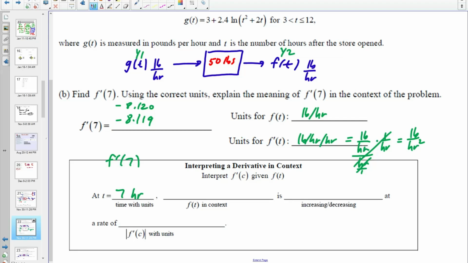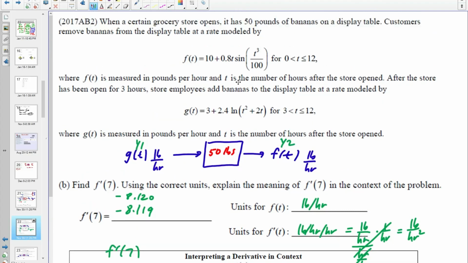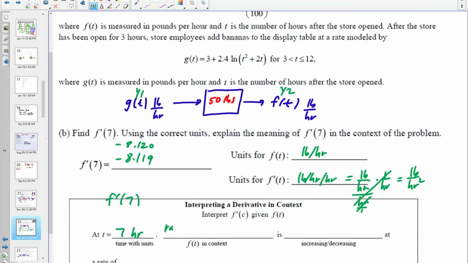If you want f prime, you would put f in here. And what is f? Well, f, we know, says up here, is the rate at which customers remove bananas. So it's the rate at which bananas are removed. So right here, you can write the rate at which bananas are removed. And there are some keywords here. You don't have to have perfect English. You could say rate bananas are removed. Perfect. Fine. You're looking for some keywords.